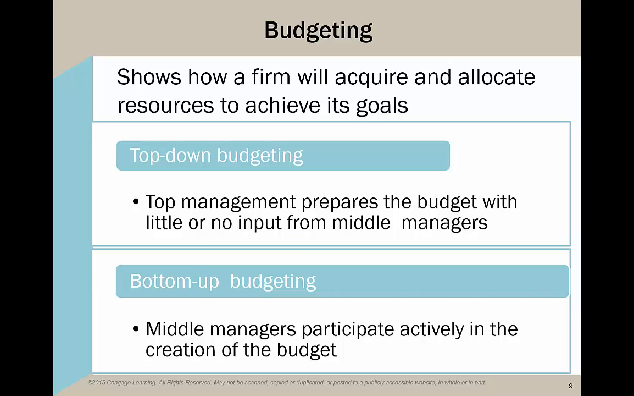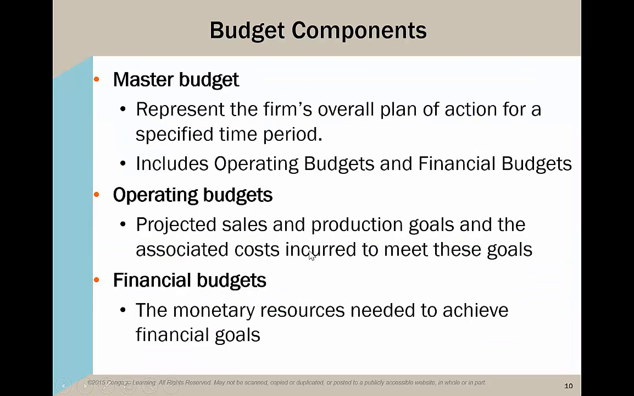Okay, so those are the 2 different ways that the budget can be produced. So let's move on here to the next slide and take a look at the actual budget components. So slide 10 is a basic overview of a budget. The master budget is the entire overall plan of action. And it's broken down into operating budgets and financial budgets. If you would like a visual picture of the budget, you can turn to page 127 of your textbook. So 127 there, you can see the development of the master budget.